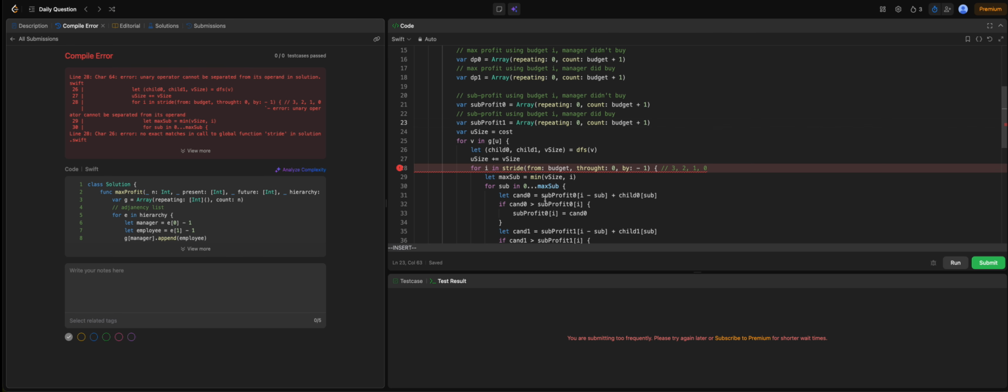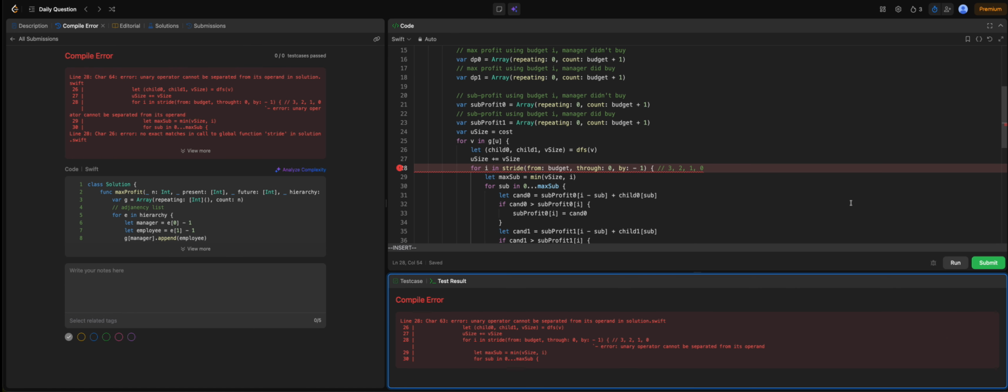What did I do wrong? In line number 28, there is something wrong. So we are doing the reversal of the Swift for loop from budget, true or exactly. There's no extra t in here. Okay, let's try to run again.